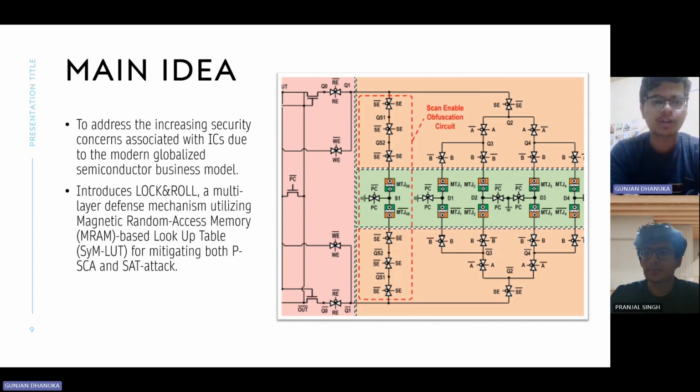So this method, Lock and Roll, develops a multi-layer defense mechanism in which they use magnetic random access memory (MRAM) based lookup tables, which they call SIM-LUT, for mitigating both PSCA, which is physical power-based side channel attacks, and SAT attacks.